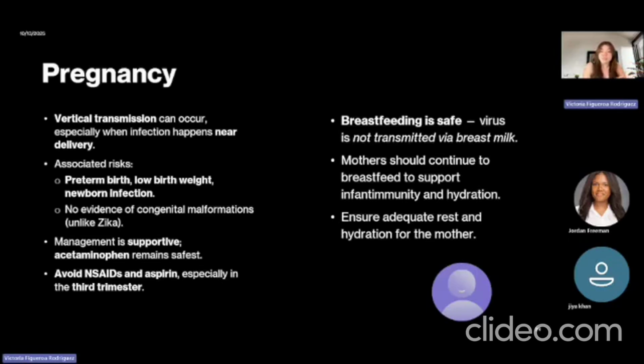Breastfeeding is safe. The virus is not going to be transmitted by the breast milk. So lactating women can keep lactating. There's no problem with that. They can continue their breastfeeding to support the infant's immunity and hydration, and ensure adequate rest and hydration. Like all the patients, we're going to make sure that they're keeping themselves as healthy as possible.